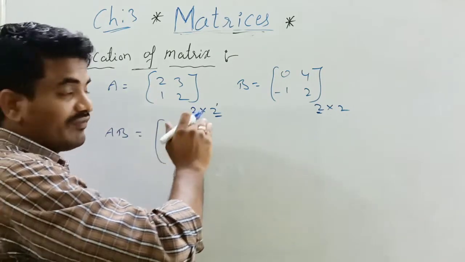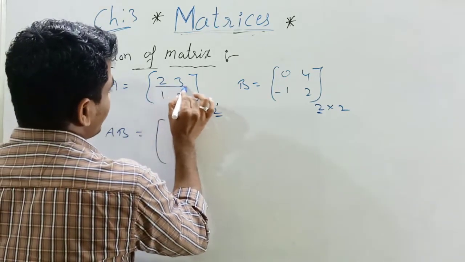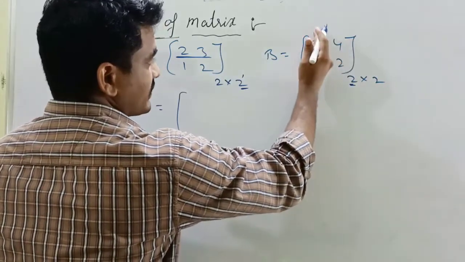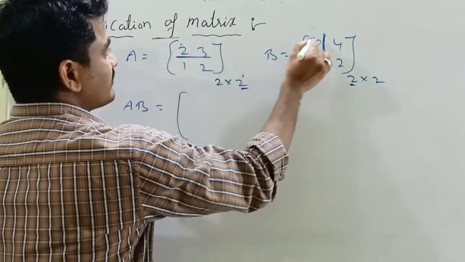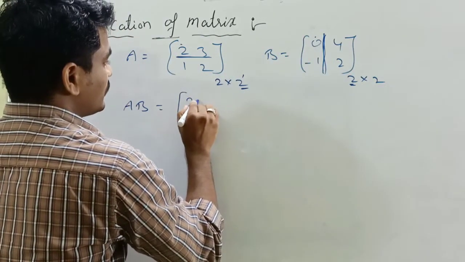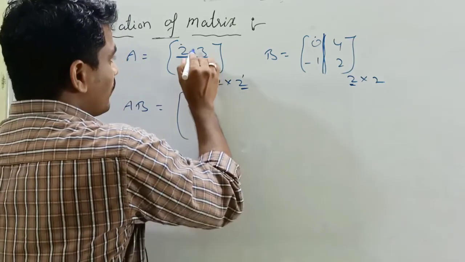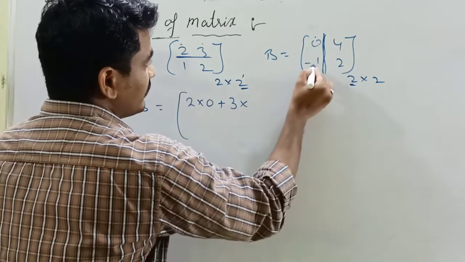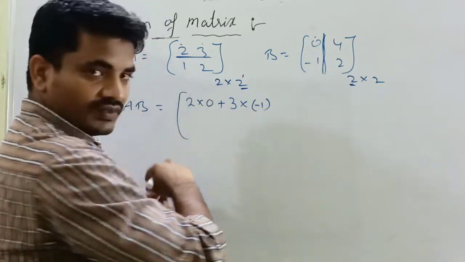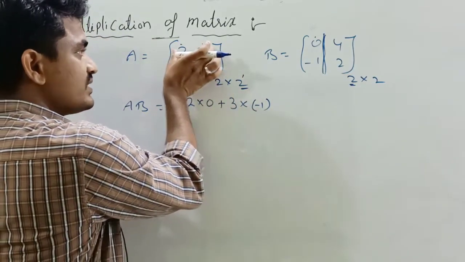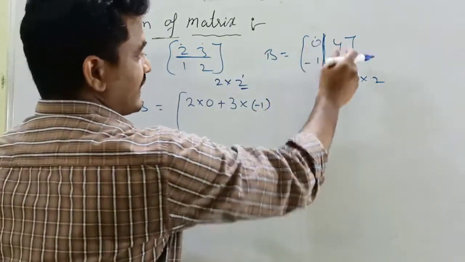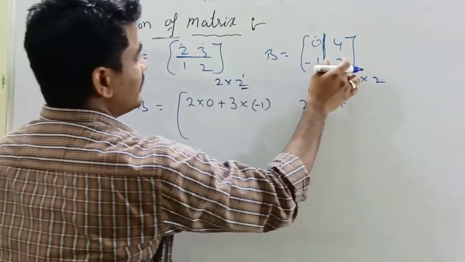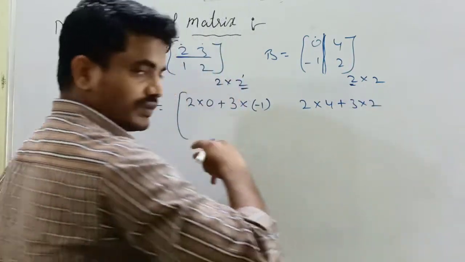To do the multiplication AB, first we take the first row of A and the first column of B. The first element is multiplied with 0, so 2 into 0 plus the second element 3 into minus 1. Okay, first one is completed. Again this first row is multiplied with the second column: 2 into 4 plus 3 into 2. Got it?